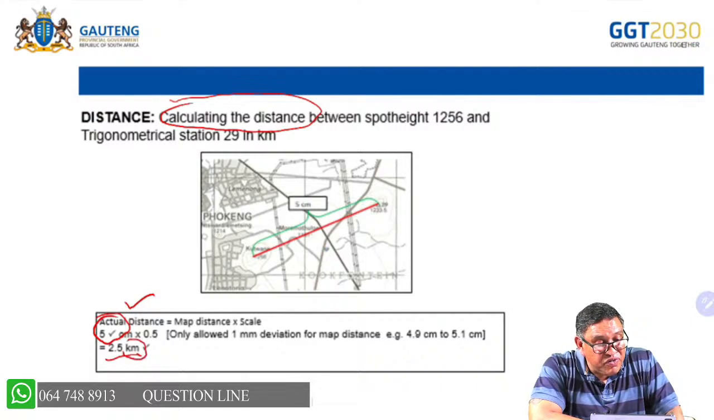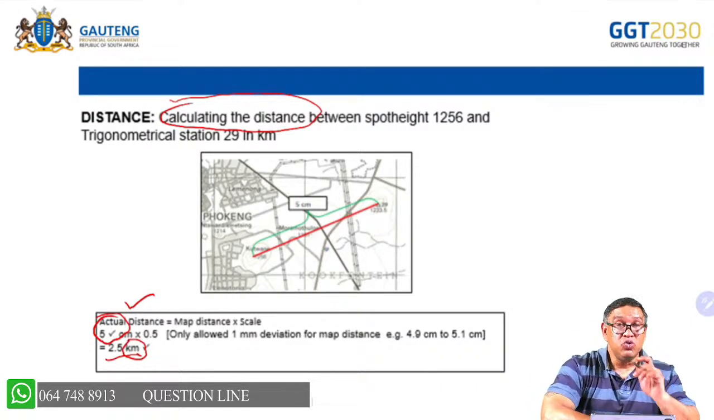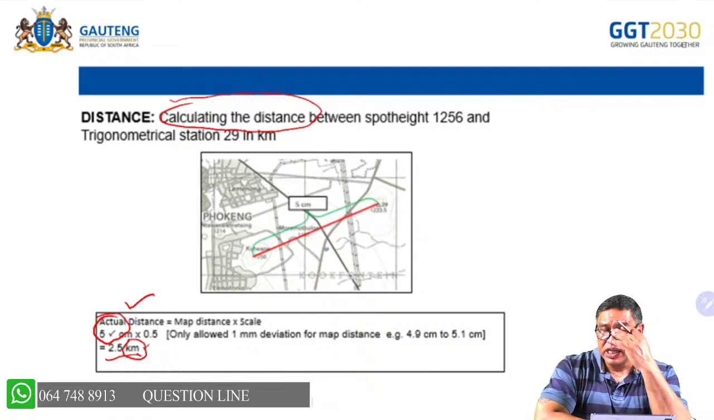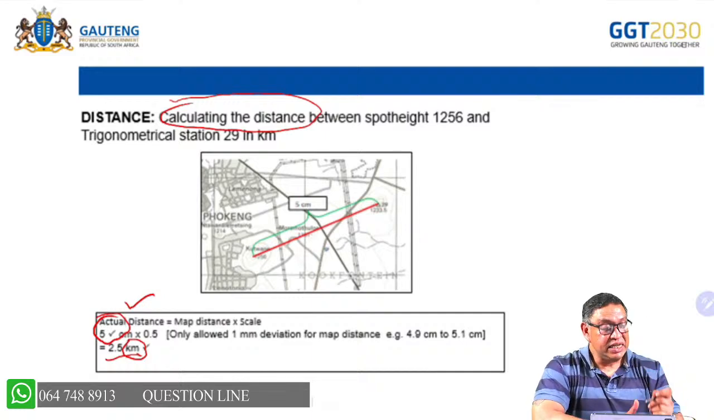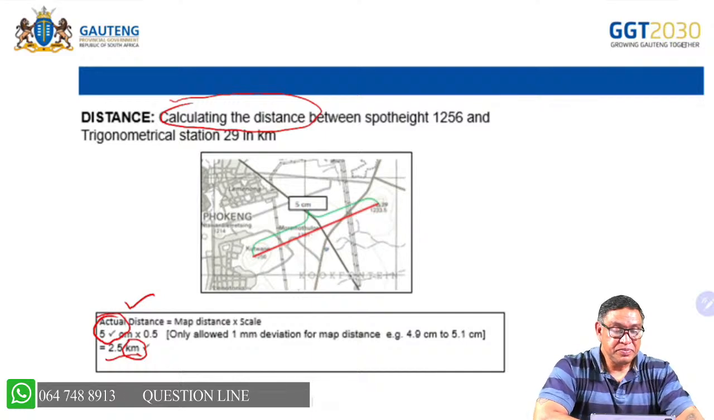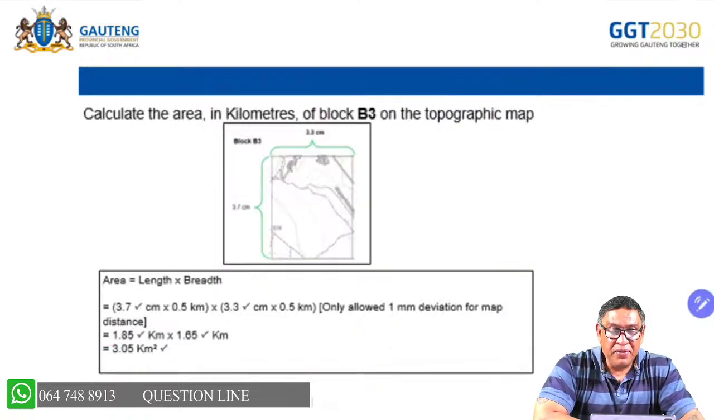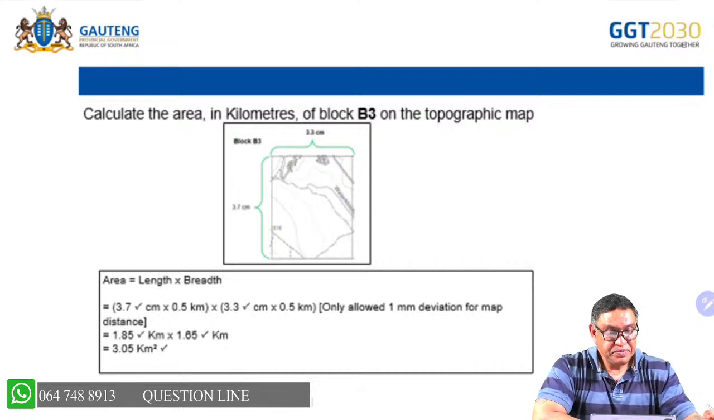Ensure that in your final answer you do have the unit. I would suggest that you have the unit everywhere, but if you don't have it in your final answer, you will get it incorrect. Let's look at the other example, area.